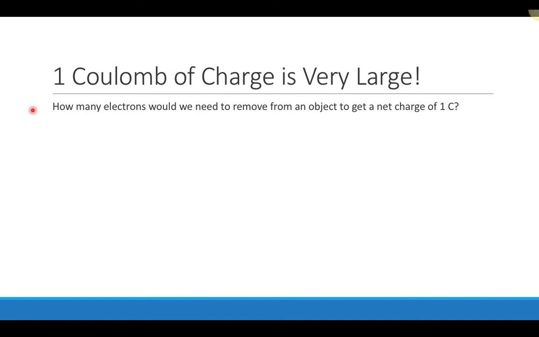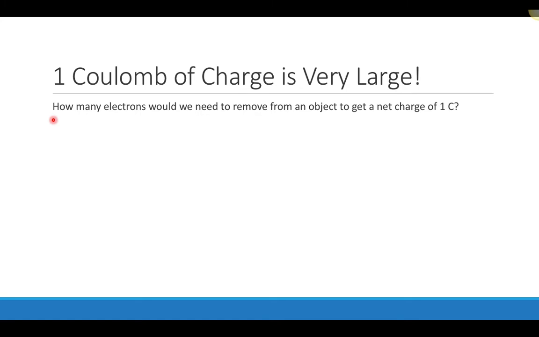One of the things that you may have noticed in the simulation is that the units for the charge on the object were not coulombs. It was actually something called microcoulombs, and that's because 1 coulomb of charge is extremely large, and it's very unusual for us to talk about an object being charged with 1 coulomb of charge. So let's look at how many electrons we would actually have to remove from an object in order to get a net charge of 1 coulomb, right?